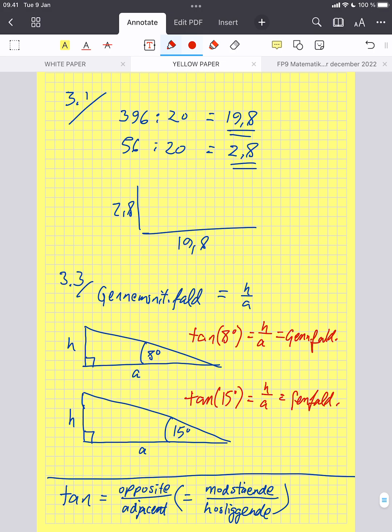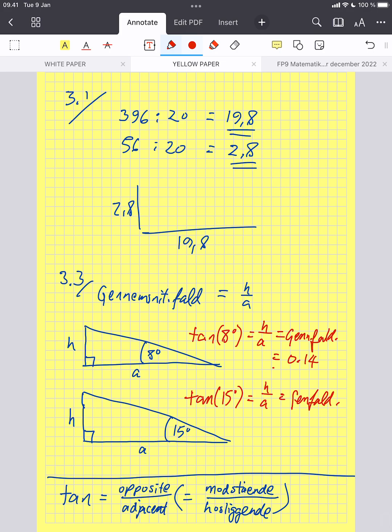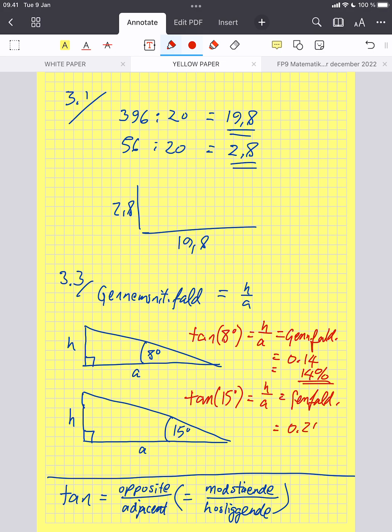And those are both things we can work out on the calculator. So over to my calculator. The tan of 8, making sure I'm in degree mode, is about 0.14. And that's the same as 14 hundredths, which is the same as 14%. And then in the 15-degree triangle, the tan of 15 is about 0.268. And 0.268 is the same as 26.8%, because percent just means out of 100.